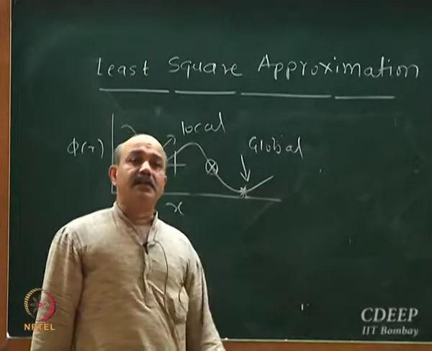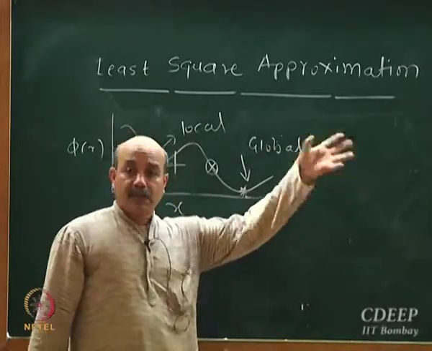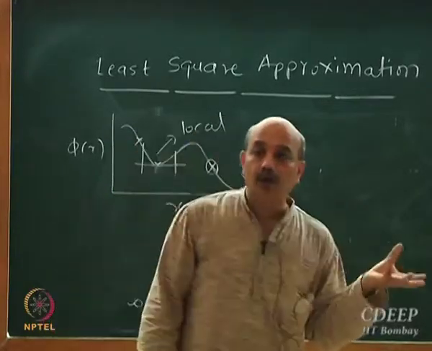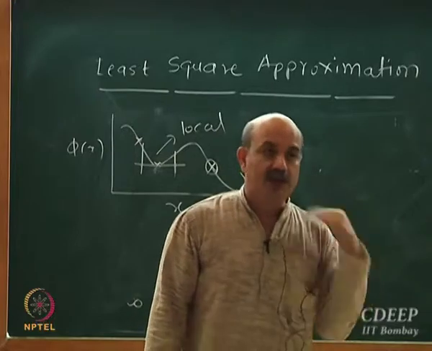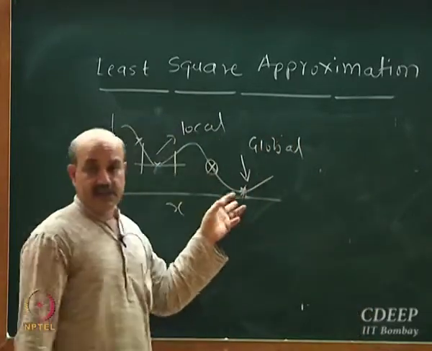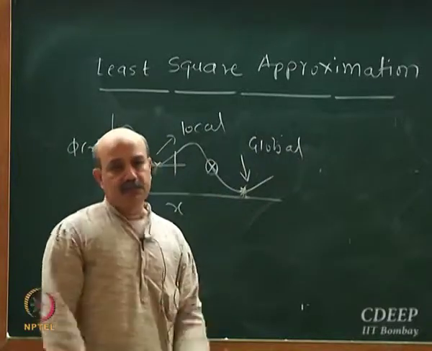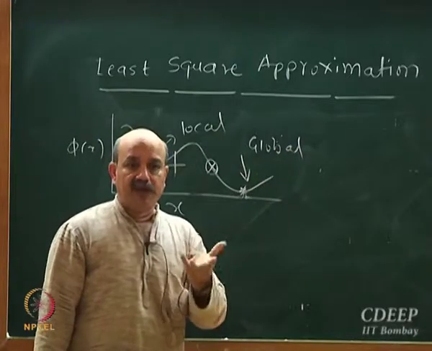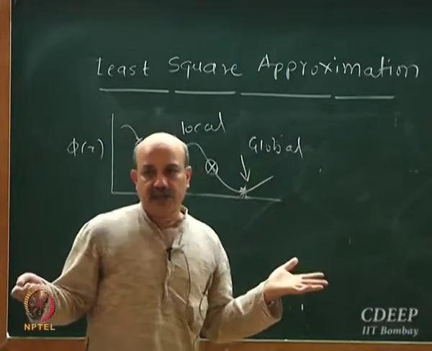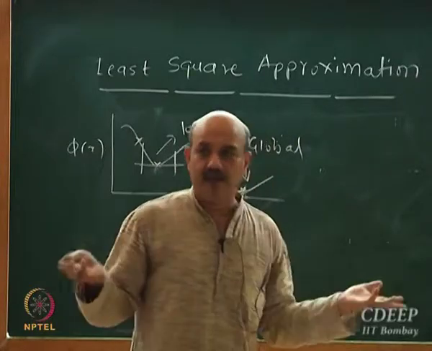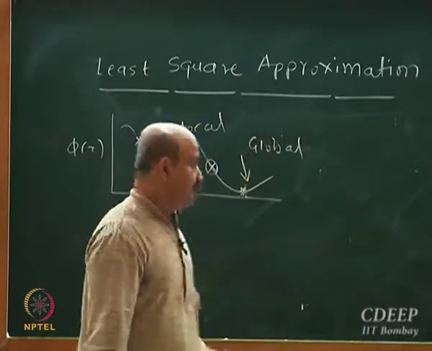How do I extend this to the multi-dimensional case? Now I have an objective function which is a function of m unknowns, not just one unknown. So I should derive an equivalent condition. Second thing, I have to make an assumption that this phi is differentiable. One norm and infinite norm are a trouble, they are not differentiable functions. Two norm is a differentiable function, x transpose x, sum of the squares.